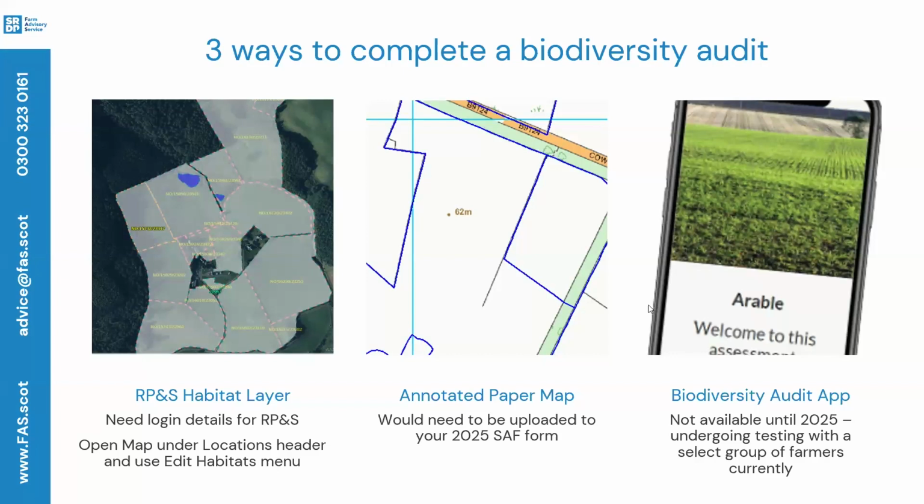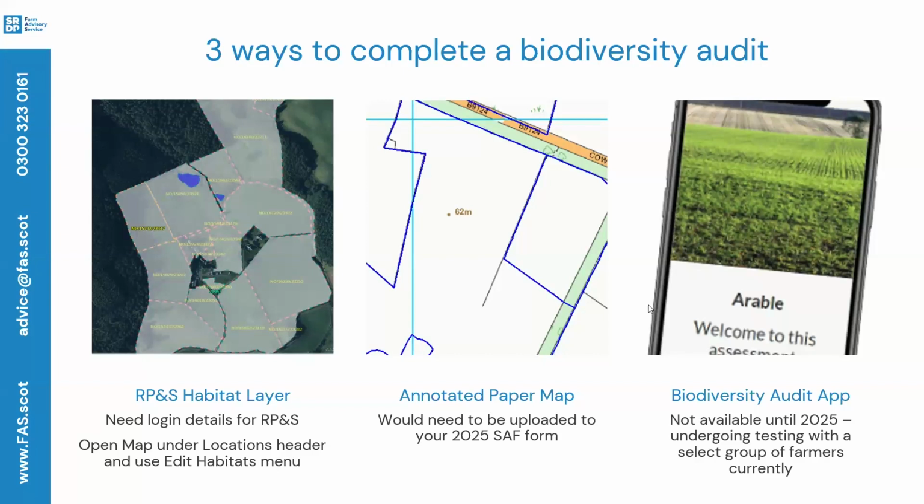If you're not so au fait with the computer, the Rural Payments website, you can do an annotated paper map. So that's, you can either download that from Rural Payments and Services, or if you've got an old IACS map or any other old map, you can use that, colour it in and annotate it yourself, as long as it complies with the key, which I'll come on to in a minute. You then need to upload that at IACS time next year.